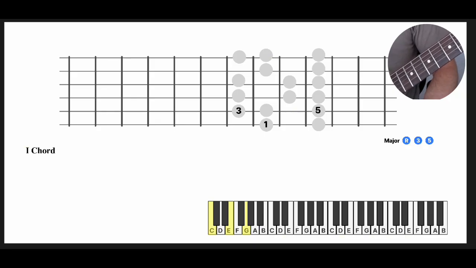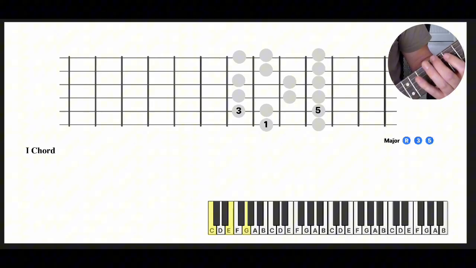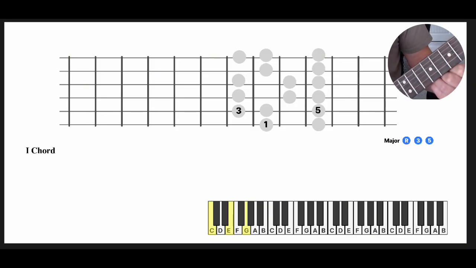Now, when we do this, 1, 3, 5 like this, or root 3, 5, same thing, we get a major triad. Triad just means that it's a chord made up of the 3 notes, the 3 diatonic notes, root 3, 5, or some version of those, which we'll see in a second. Let's go to the next chord.